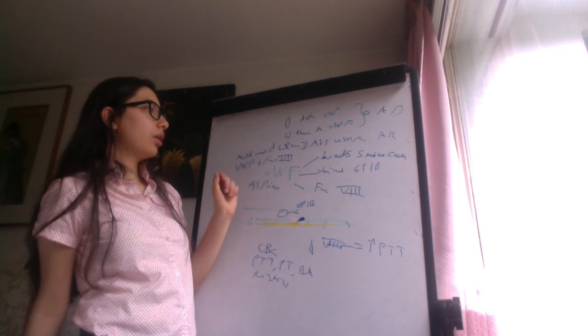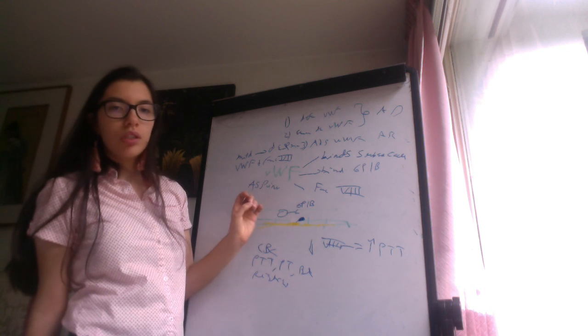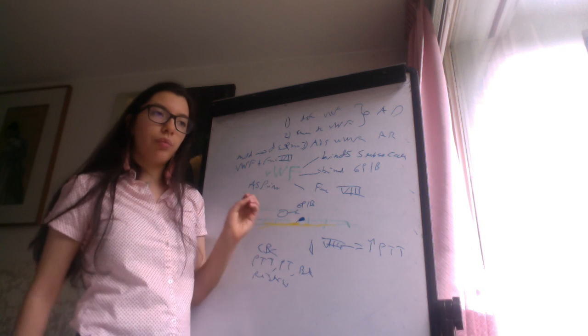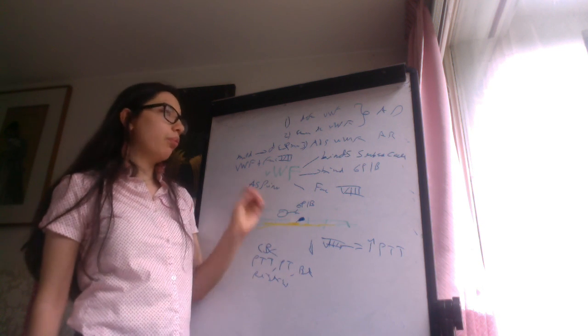And the other thing is that it's a very common disease, because around 1% of the population in the United States have von Willebrand disease.